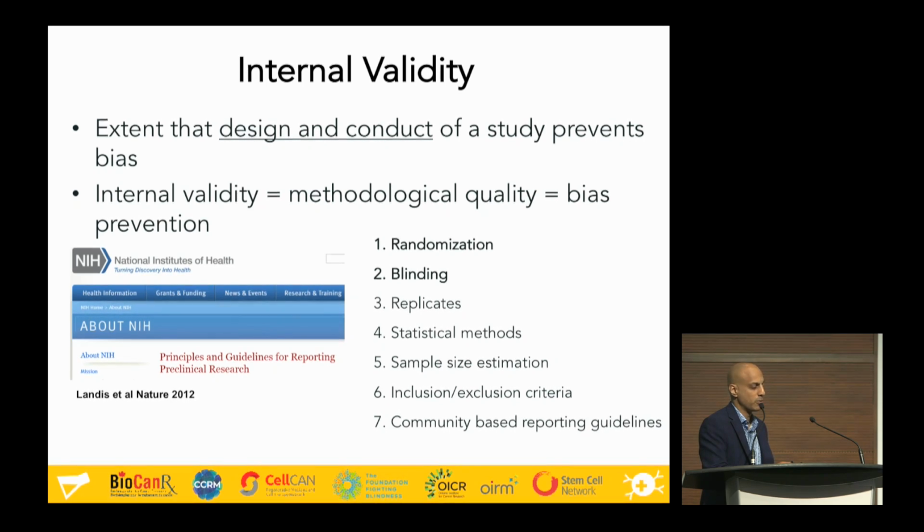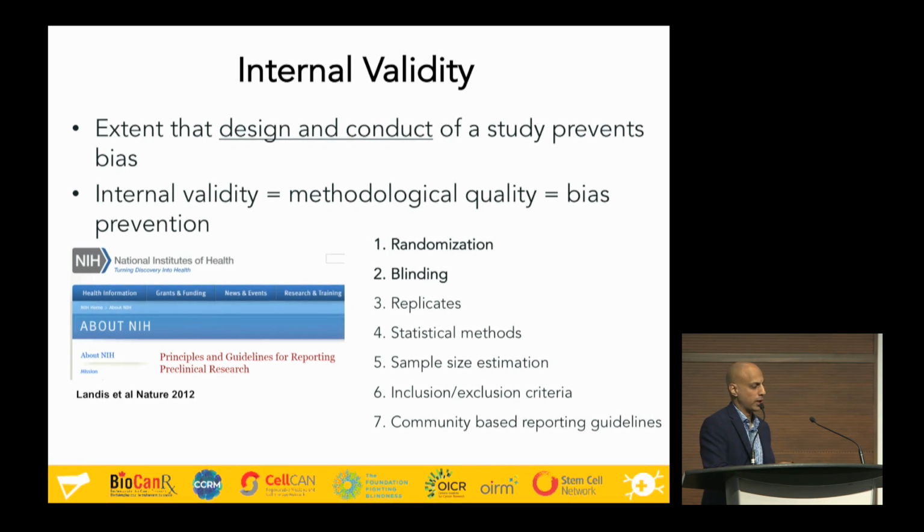And I just want to highlight randomization and blinding at the top here because these are 2 aspects that deal directly with internal validity. So if you actually randomize your animals and you blind your experiment, you may reduce the risk of bias and you may increase the methodological quality of your particular study.